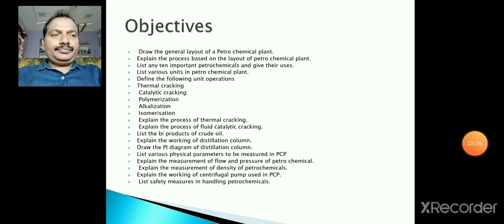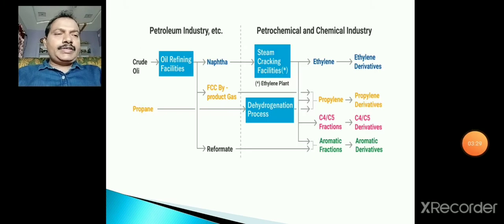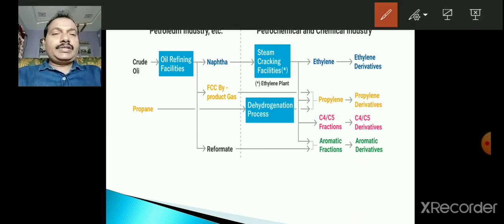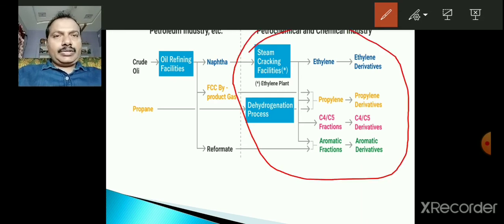Now, this is the petrochemical plant we have discussed yesterday. After refining, this is the petrochemical plant we have discussed. In this petrochemical plant, here is a steam cracking section and dehydrogenation process.